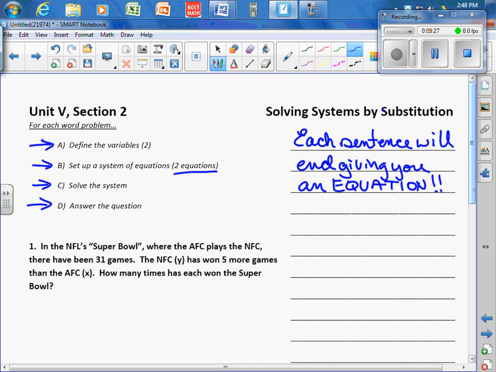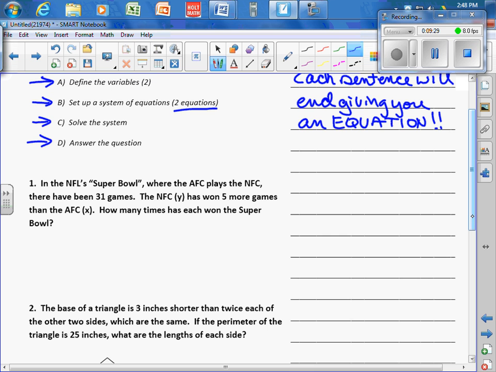Now, number 1, in the NFL Super Bowl, where the AFC plays the NFC, there have been 31 games. The NFC, we're calling that Y. Oftentimes, a story problem will already define the variables for you. It did so here. The NFC, we're going to be calling Y. They've won 5 more games than the AFC. We're calling that one the X. How many times has each won the Super Bowl?